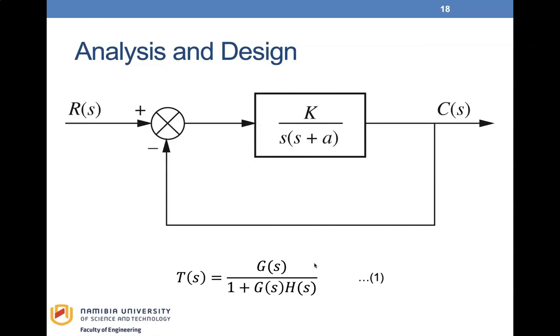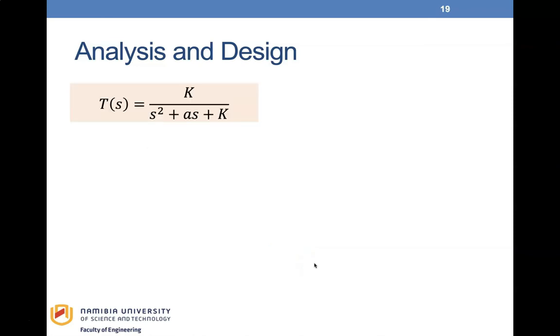In this case, our G(s) is equal to K over s(s + a), and our H(s) is 1, which is a unity feedback. Substituting these into equation 1 and simplifying will yield T(s) = K / (s^2 + as + K). Please verify this for yourself. Note that as K varies, the poles, that is the roots of the characteristic equation, will change, and you can have either an overdamped, a critically damped, or an underdamped system.